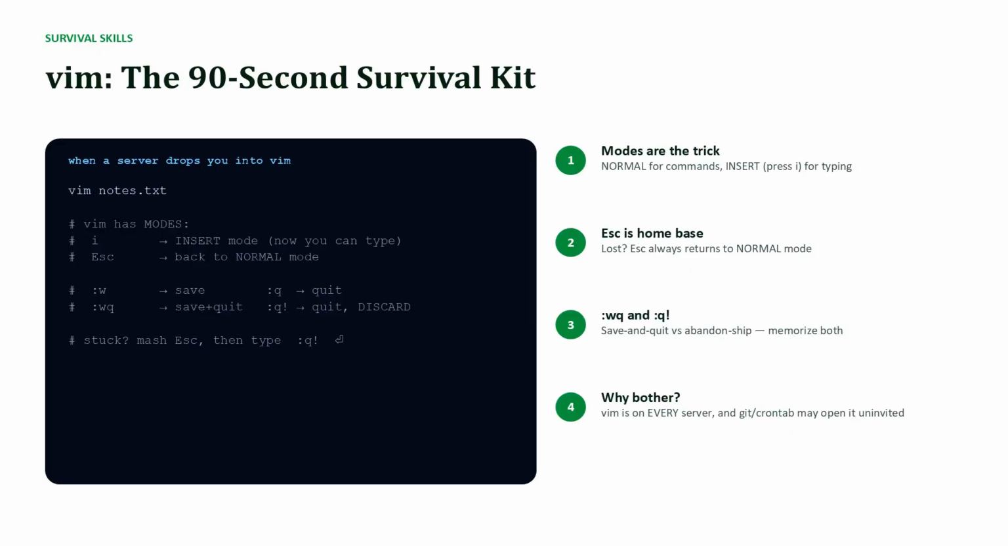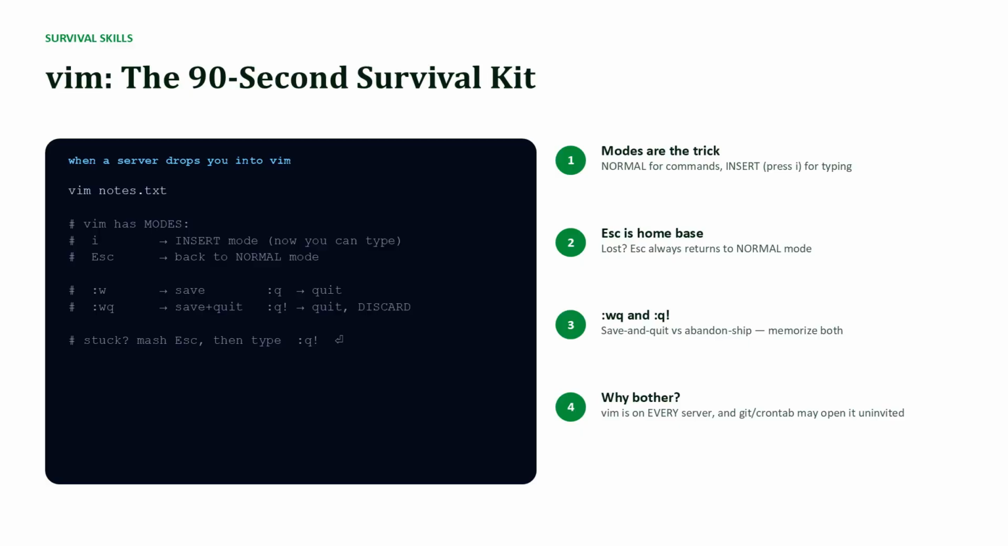Now Vim. Not to master it today, just to survive it, because Vim is installed on every server on Earth, and tools like Git and crontab will sometimes open it without asking. The trick nobody tells you: Vim has modes. It starts in normal mode, where letters are commands, not text, which is why beginners type and chaos happens.